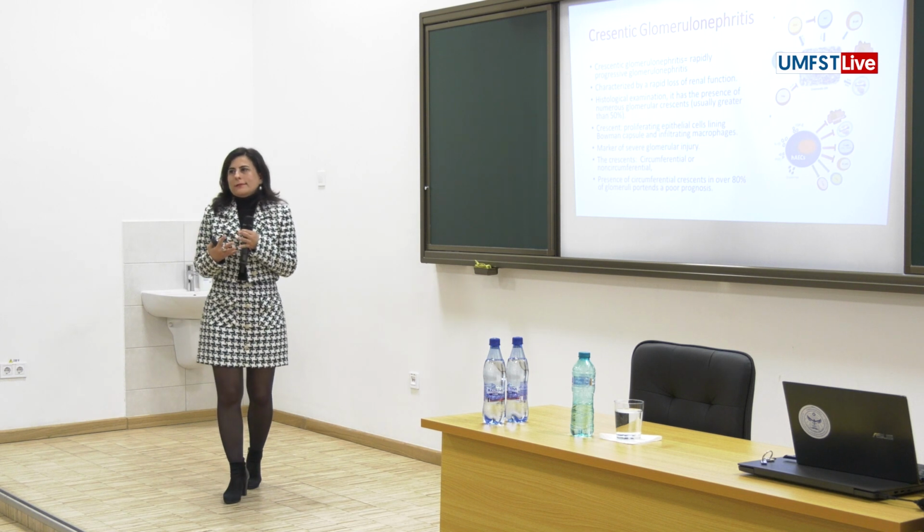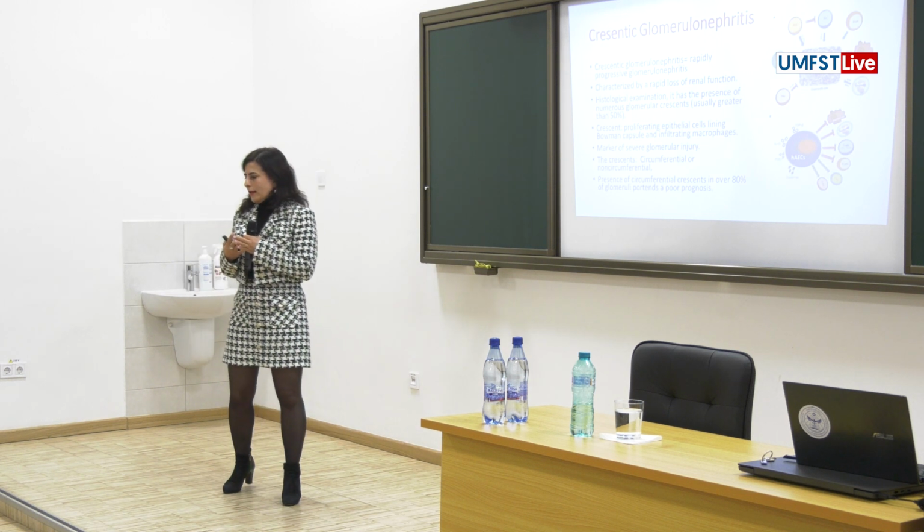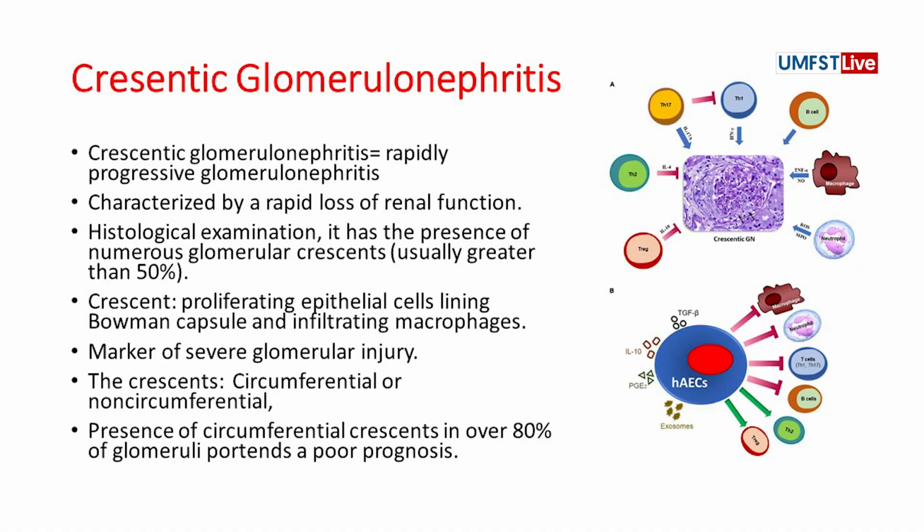And the worst one, I think, is crescentic glomerulonephritis, unfortunately. In pediatric patients, we unfortunately have more of it than the others. Also, it may occur after infectious diseases. And it's a rapidly progressing one. Crescents are proliferating epithelial cells lining Bowman capsule and infiltrating macrophages. This is after the injury, the effect of the inflammation, as in other diseases also.